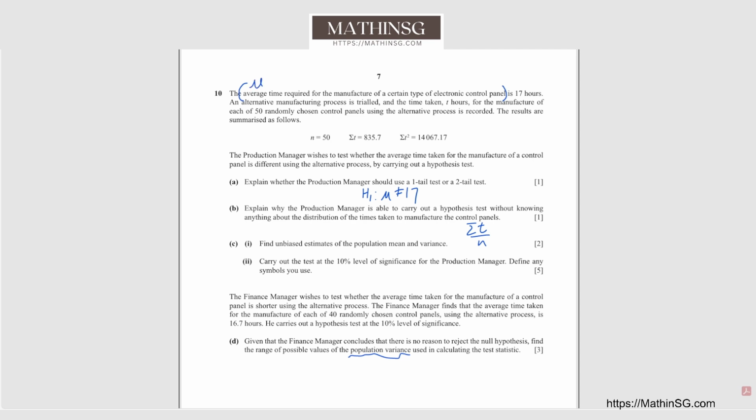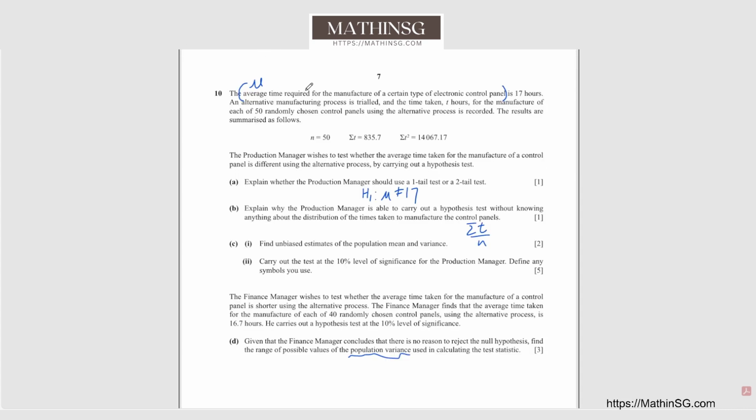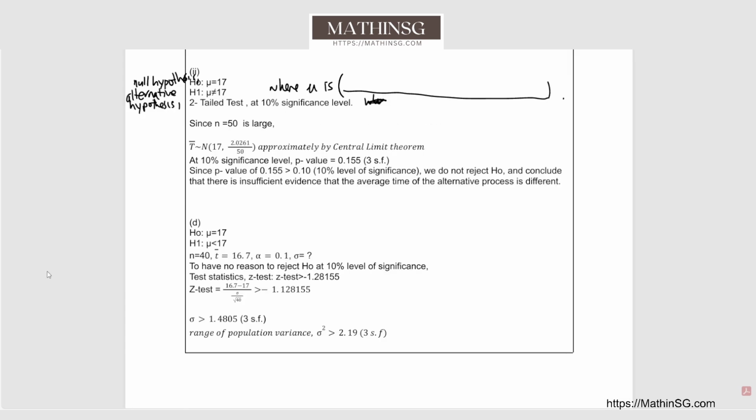So where mu is, I just want you to copy from there, this portion here: average time required for the manufacture of a certain type of control panel. Now coming here, since n, what is n? n is the sample size.